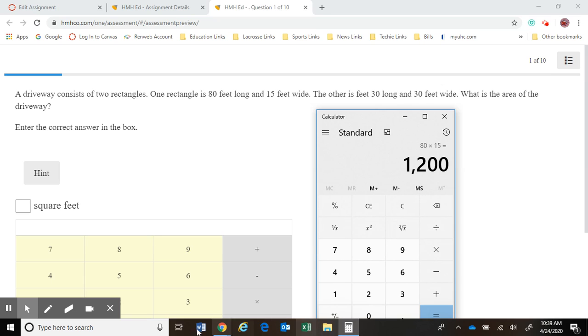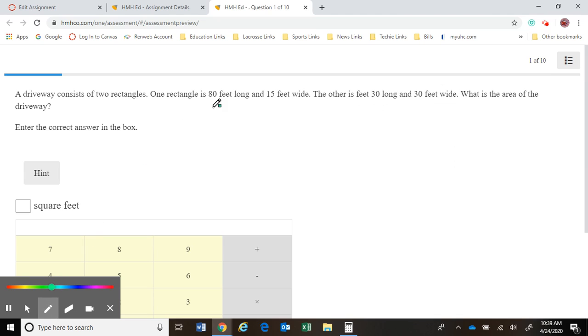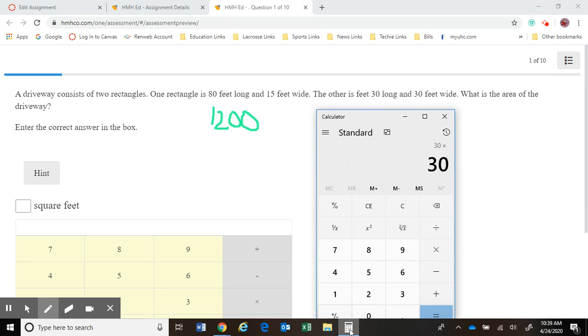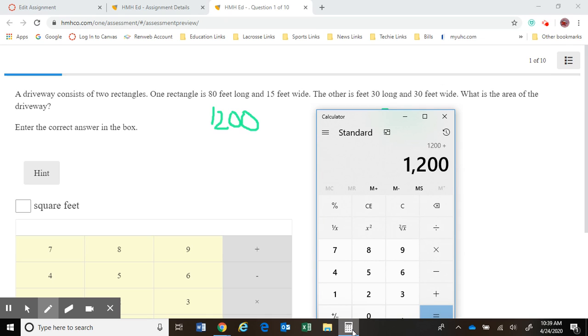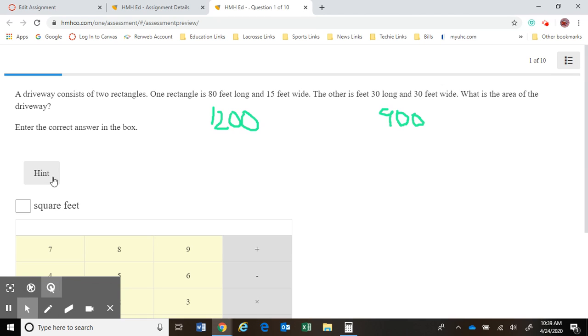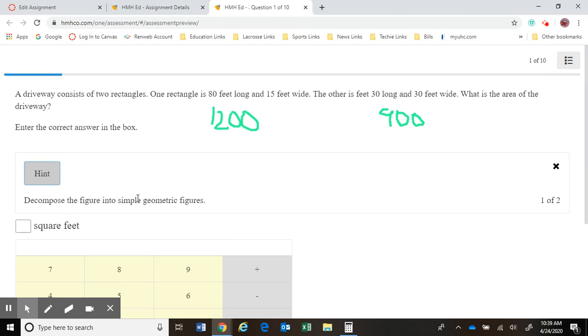So I'm going to write that down. 1,200. This one's 1,200 square feet. And then I've got 30 times 30, so that's 900. And I'm just going to simply add those together. 1,200 plus 900, and that gives me my answer of 2,100. Of course, you can look at the hints: decompose the figure into simple geometric figures, rectangle, square, add the areas. 2,100.